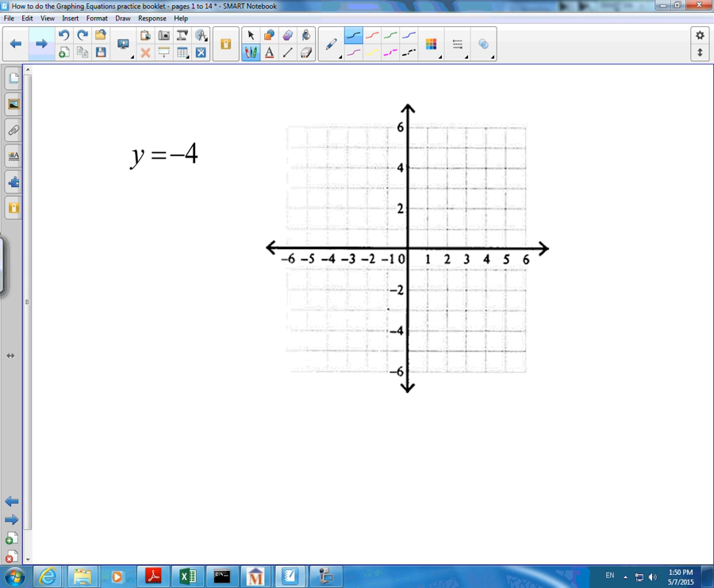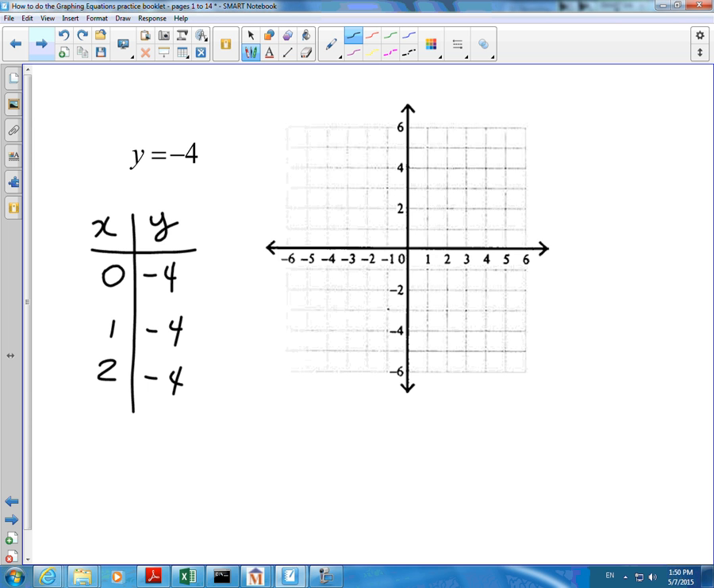So what does a y equals equation look like that doesn't have an x in it? Well, by the same logic, y will always be negative 4 no matter what points I put in for x. So y will always be negative 4 along there.